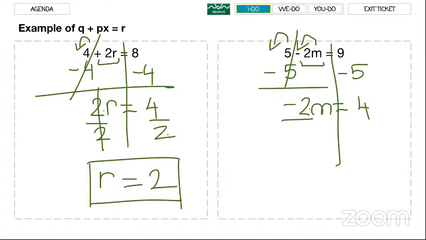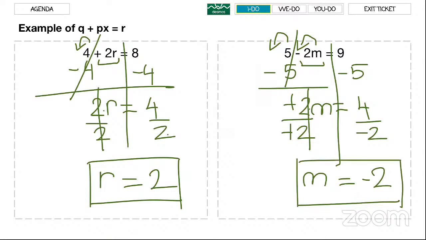You divide both sides by the same negative 2, because you always divide by the number in front of the variable. Whatever the number is, if there is a negative, you need to divide by the negative number. Okay? So negative 2 divided by negative 2 becomes positive, that cancels out. Only m will be left. And 4 divided by negative 2 would become negative 2 this time. Okay, so that's the only difference. If there is a negative number in front of the variable, you need to divide by a negative number.